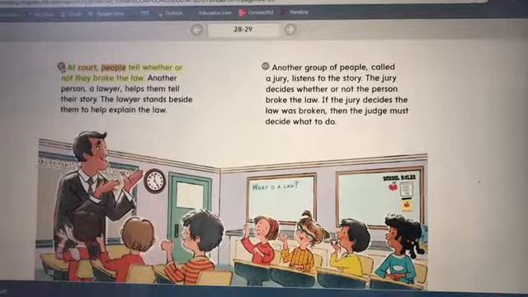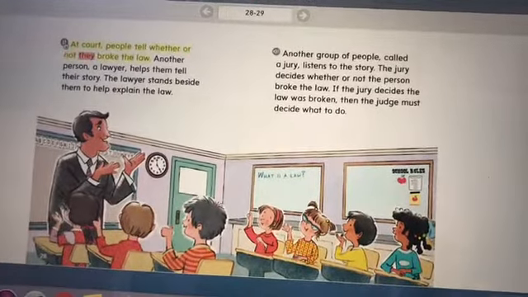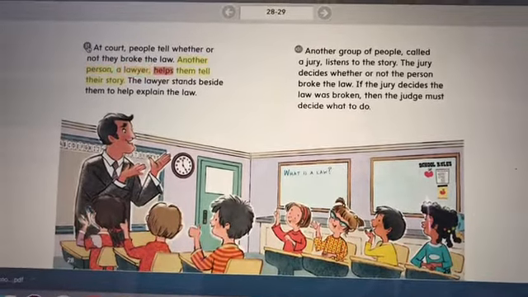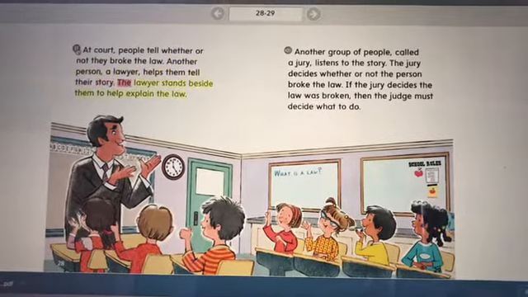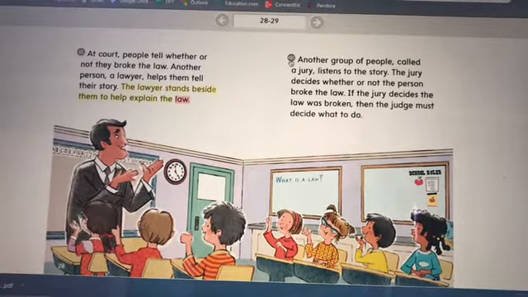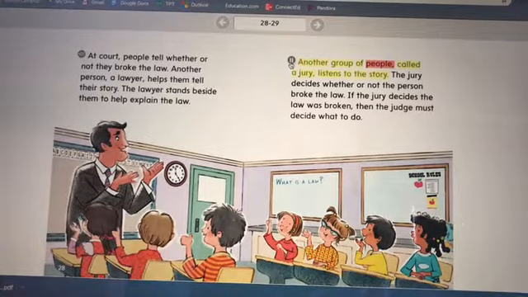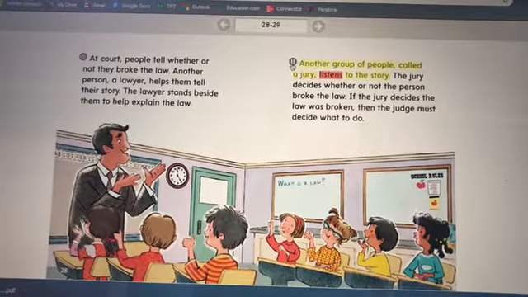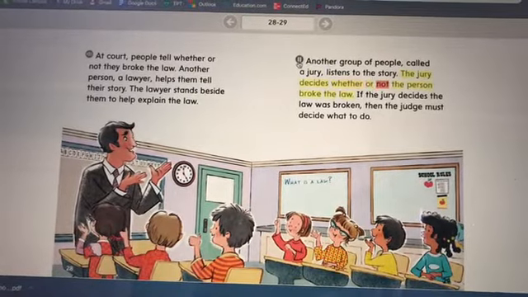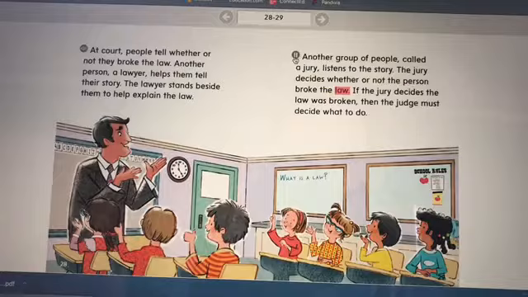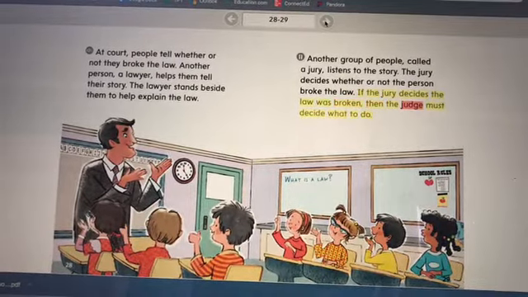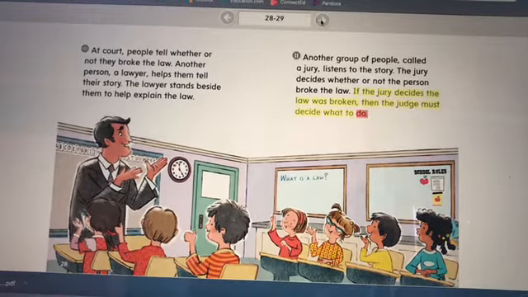At court, people tell whether or not they broke the law. Another person, a lawyer, helps them tell their story. The lawyer stands beside them to help explain the law. Another group of people, called a jury, listens to the story. The jury decides whether or not the person broke the law. If the jury decides the law was broken, then the judge must decide what to do.